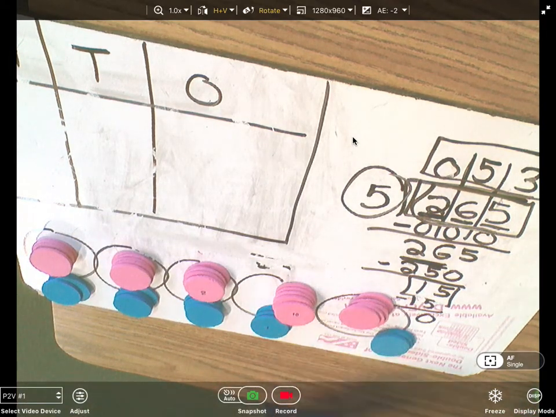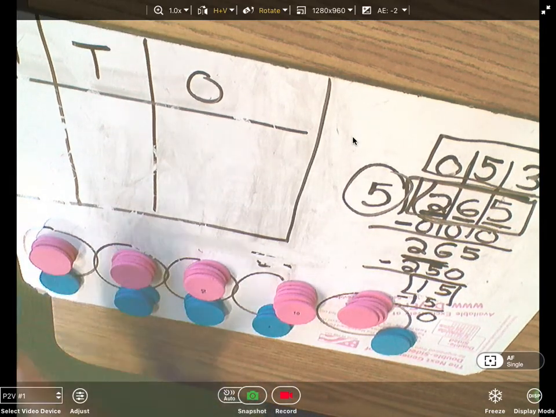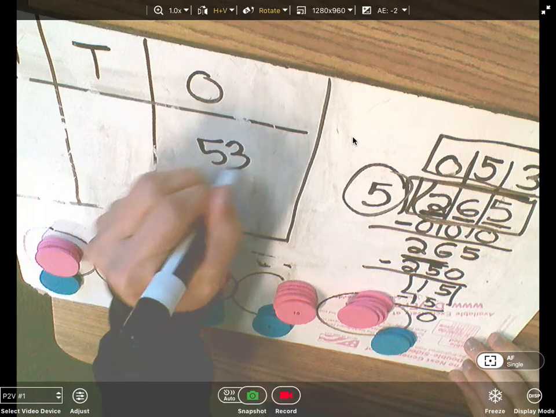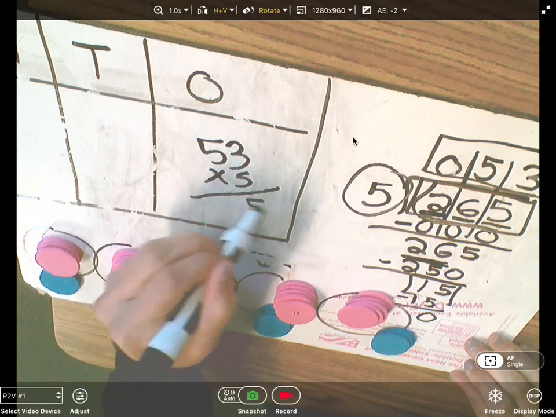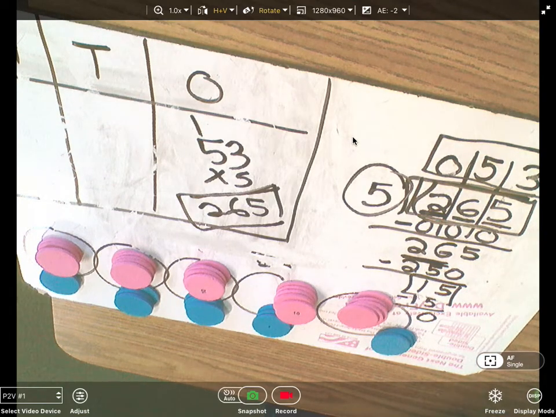groups. I can check to see if my answer is correct by multiplying. If I do 53, 53, 53, 53, 53, and I multiply that by my 5 groups, I know that I still have 265. It's just now been divided.